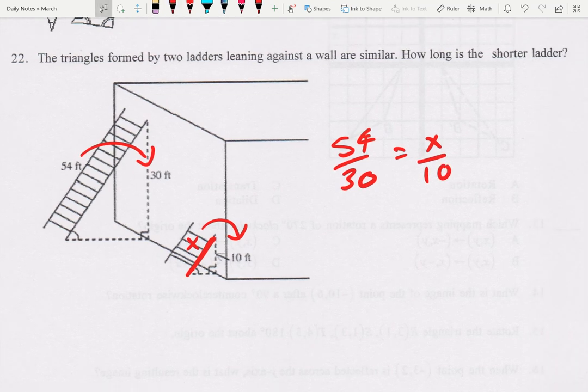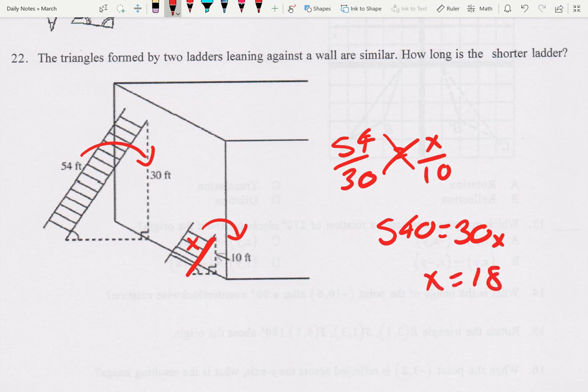So that's just setting up the ratios and now cross multiplying. So 54 times 10 is 540. 30 times x is 30x. So just take 540 and divide it by 30, and we have x equal to 18. So the length of the ladder is 18 feet.